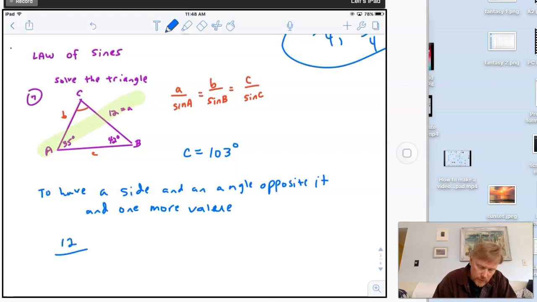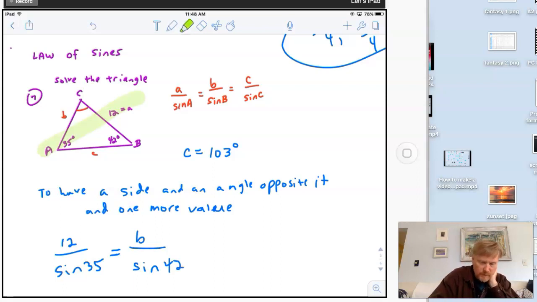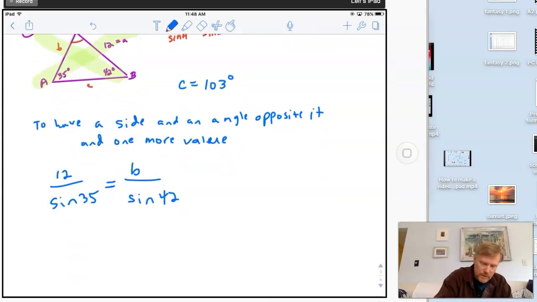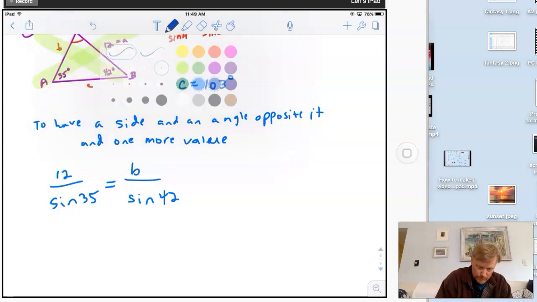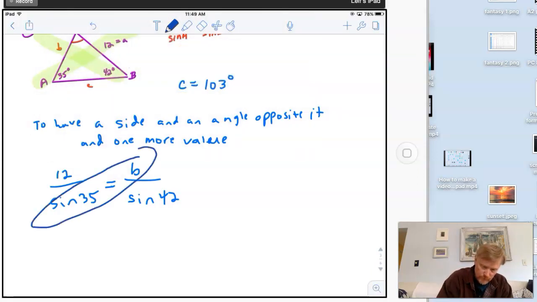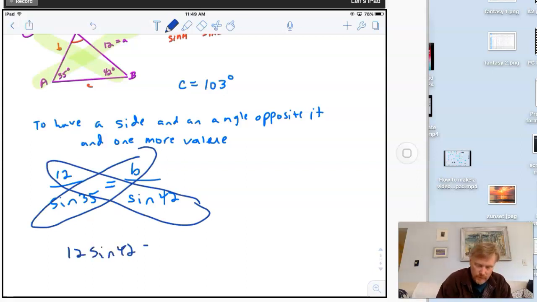So I can go 12 over the sine of 35 equals, let's find side B first, okay? So here's B, and sine of the angle opposite B, which is 42. So those go together, those go together. You guys with me? And I don't have to use side C. You only use two of those three fractions usually, okay? So the next thing I do is I cross multiply and solve, okay? So I got 12 times the sine of 42 equals B times the sine of 35.